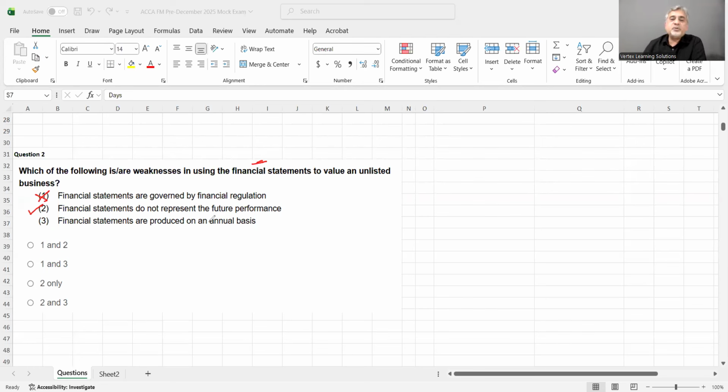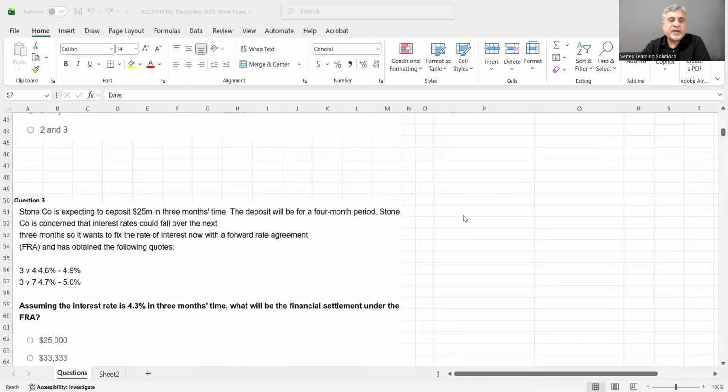Financial statements are produced on an annual basis. Yes, this is also a weakness because financial statements will be prepared somewhere here, which is the end of this year, and then the end of next year. But you might be doing valuation somewhere here. So when you do valuation in August or July or September or whenever, the data is already very old. So this is also a weakness because financial statement data is old data. So the answer should be option number 2 and 3. These are the two weaknesses of doing valuation of a business based on the financial statements.